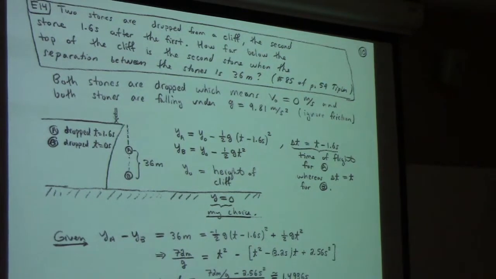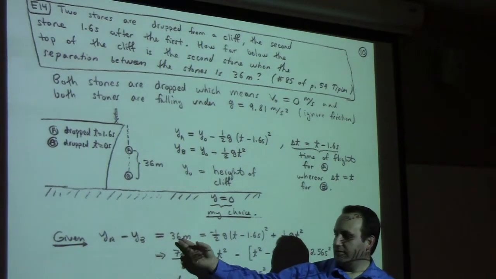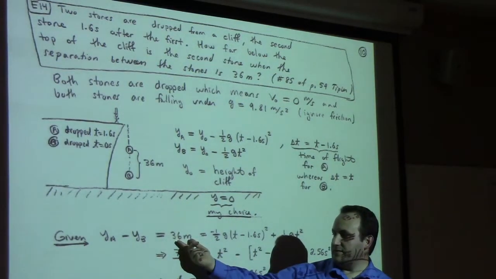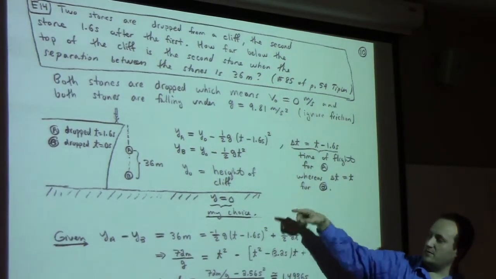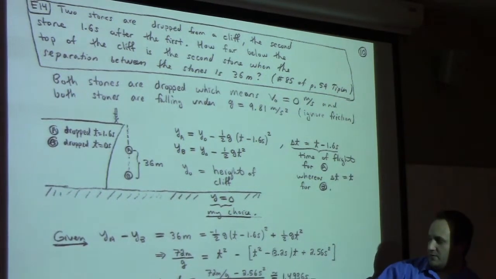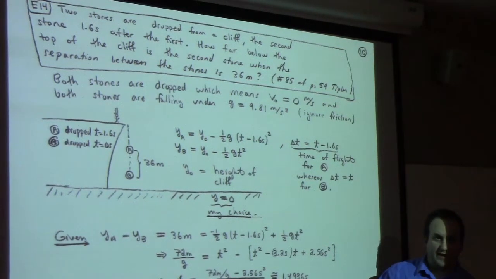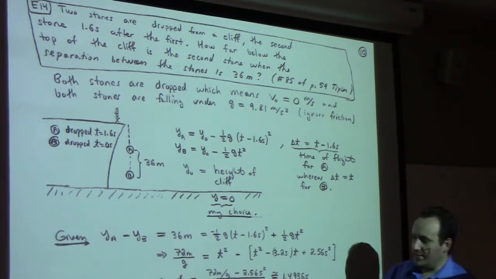It's just going to tell me the time, right? So basically, when the difference between the positions is 36 meters, that's going to give me information about what time that happens at, right? Because I just take the difference of these two equations, then I can solve for time, and I get about 1.4936 seconds.